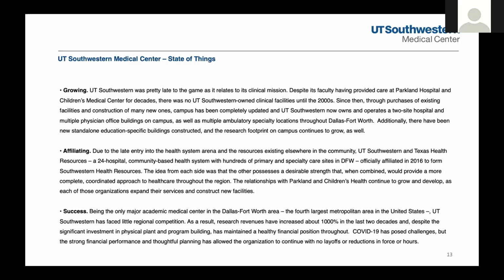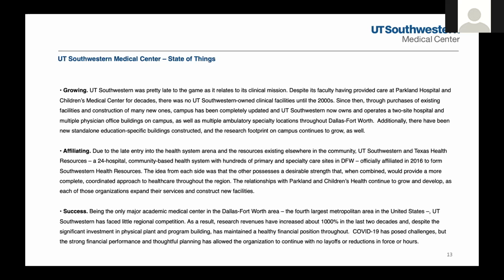We, as an organization, have not been very established in the clinical component of our work and don't have the expertise or the recognition in the community like Texas Health Resources would. So the organizations came together in an official affiliation to leverage each other's strengths and move forward together. We did not combine the organizations.